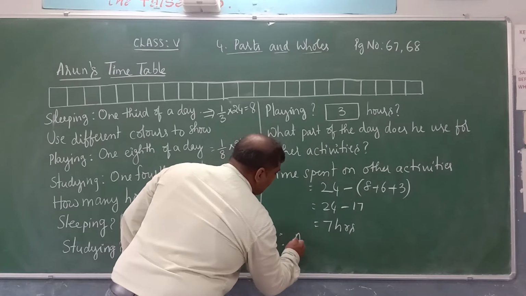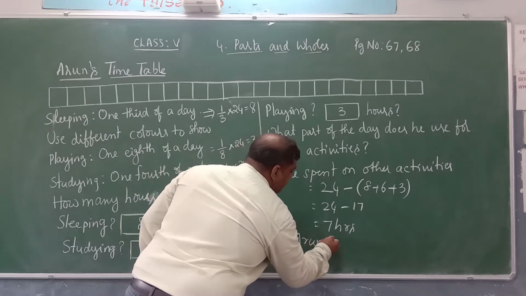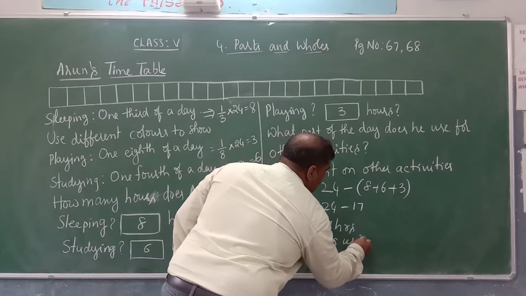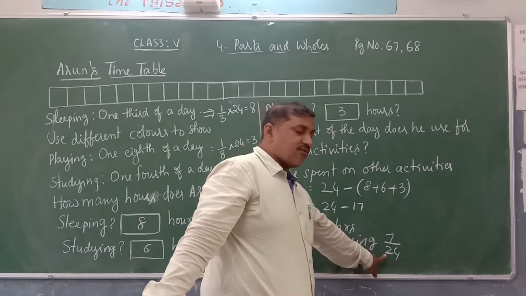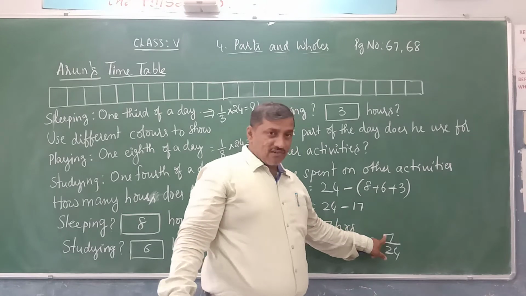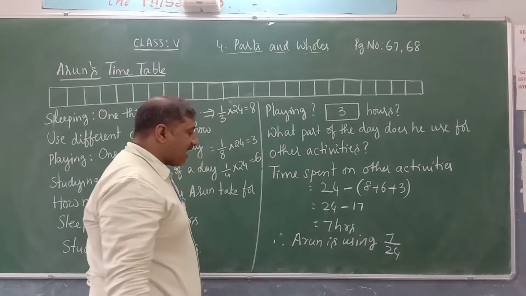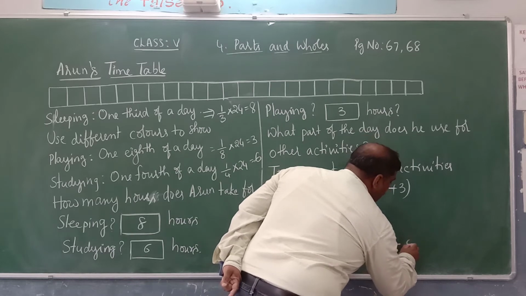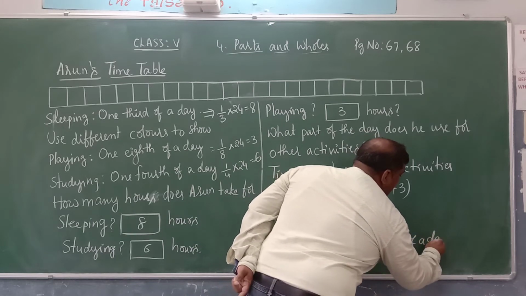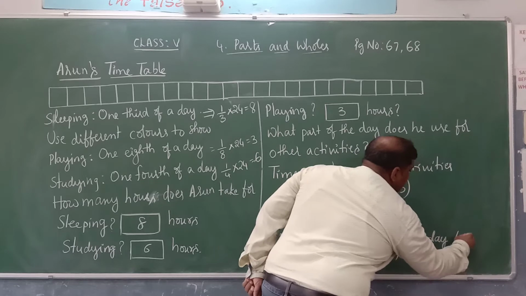Therefore, Arun is using 7 by 24 out of the 24 hours of a day. 7 hours he is using for what? Other activities. Arun is using 7 by 24 of a day for other activities.